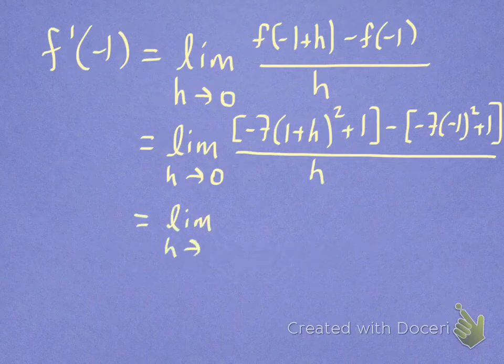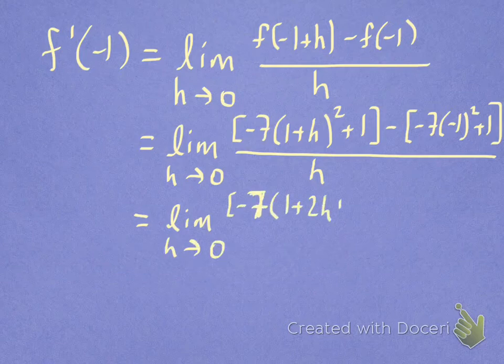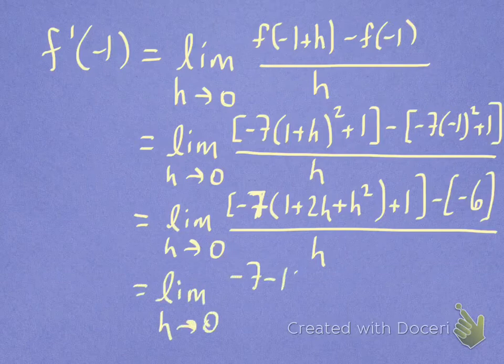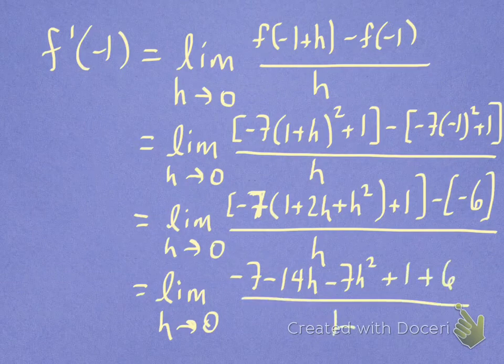I will FOIL out that 1 plus h squared and have negative 7 times 1 plus 2h plus h squared plus 1 minus negative 6. So negative 7 times 1 plus 1 is my negative 6. This is all over h. And now if I simplify a little bit, distribute that negative 7 through, I get negative 7 minus 14h minus 7h squared plus 1 plus 6 all over h. And of course that negative 7 plus 1 plus 6, those all sum to 0.